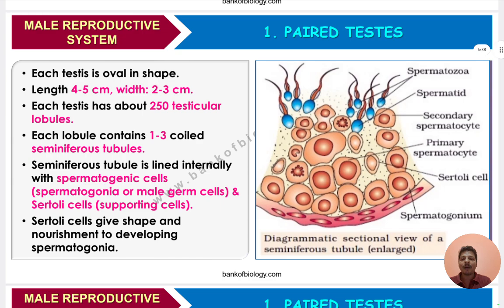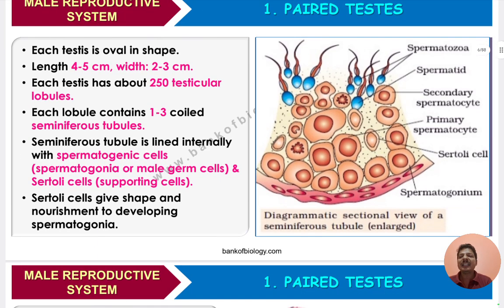Each testis has about 250 testicular lobules. Each lobule contains 1 to 3 coiled seminiferous tubules. The seminiferous tubule is lined internally with spermatogenic cells, that is spermatogonia or male germ cells, and Sertoli cells, that is supporting cells. Here you can see this diagram.